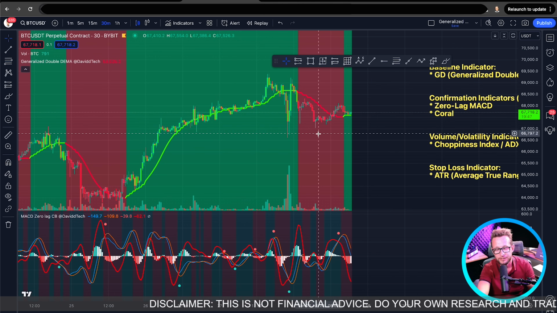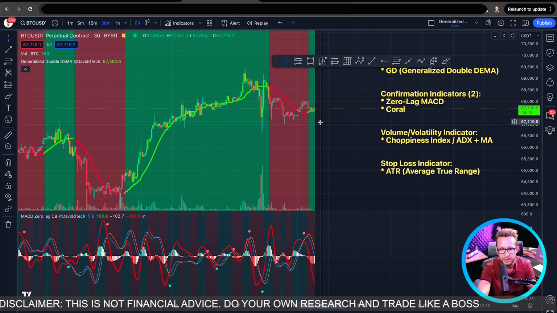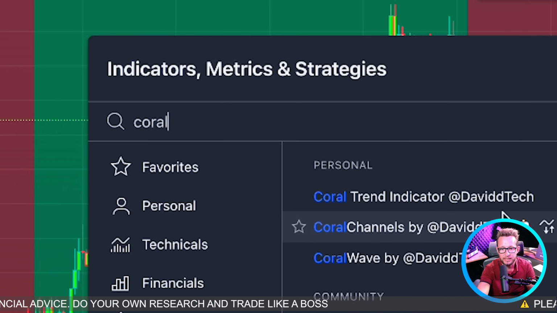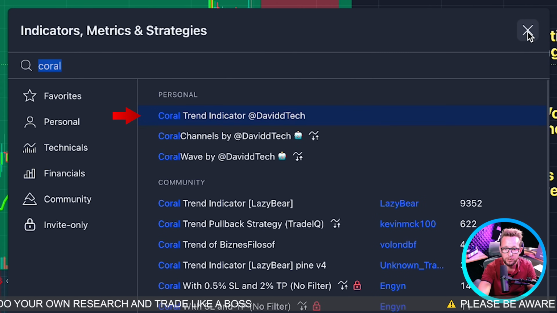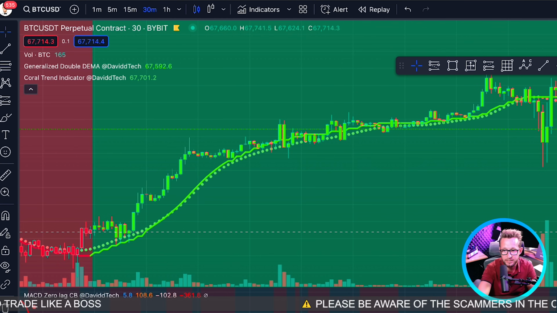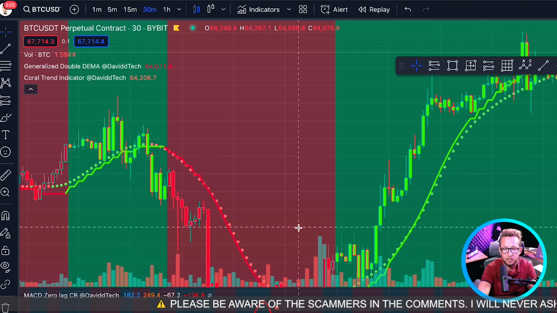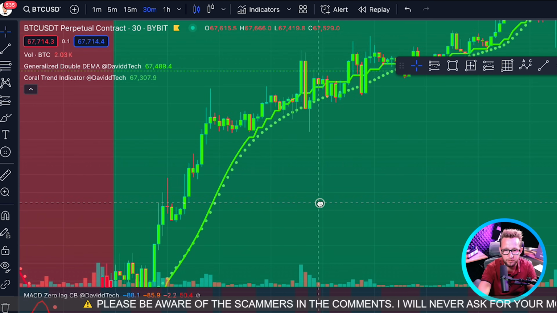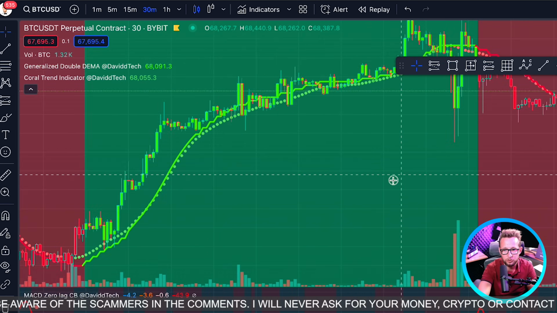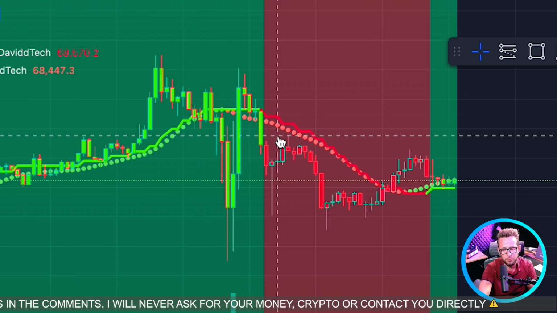But of course, here on David Tech, we're not going to just trade that. We're going to add a couple more indicators to make sure that we get the best possible entries. Okay, let's add the Coral trend indicator by David Tech here, which is going to confirm our trend direction. As you can see, it prints green and red dots all over our chart, very much like a moving average. We're looking for green dots and price to be above it to confirm our long entries. And when we're looking for shorts, we're looking for the Coral to be printing red and price to be below it.